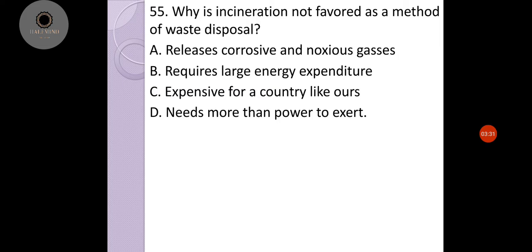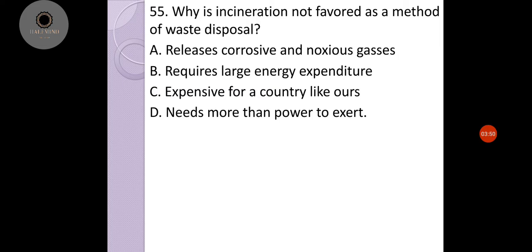55. Why is incineration not favored as a method of waste disposal? Letter A, releases corrosive and noxious gases. B, requires large energy expenditure. C, expensive for a country like ours. Or D, needs more than power to exert.